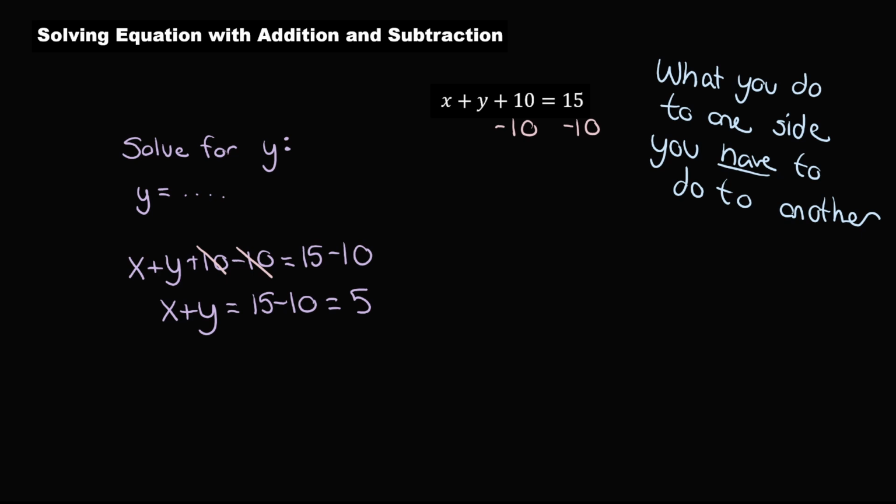Now, in order to get it into the form of y equals, what we can actually do now is subtract x on both sides. And by both sides, I'm going to mean onto the 5 side, because 15 minus 10 is just the same thing as 5 on the right side. And so when we write it out on the next line, we're going to have x minus x plus y is equal to 5 minus x.